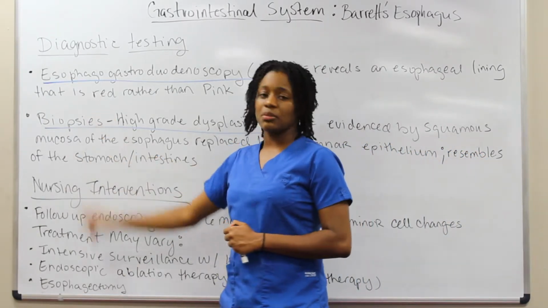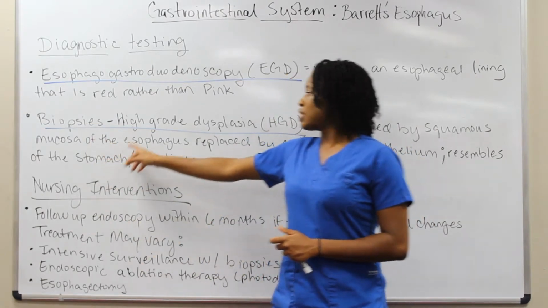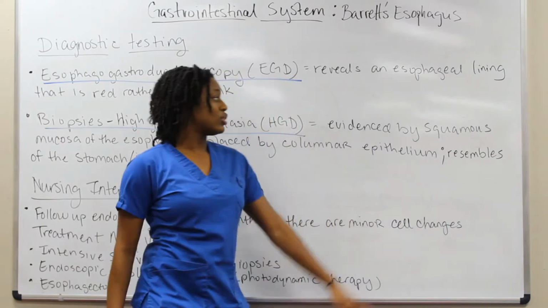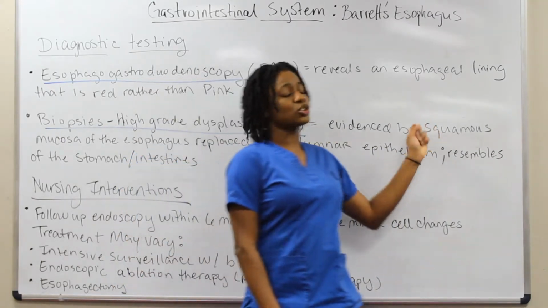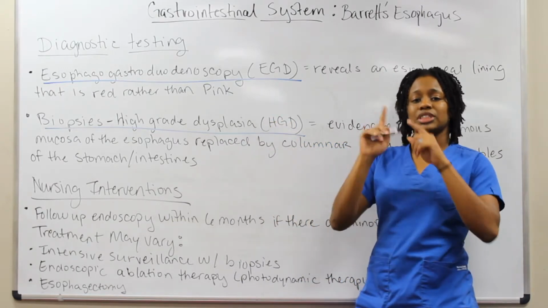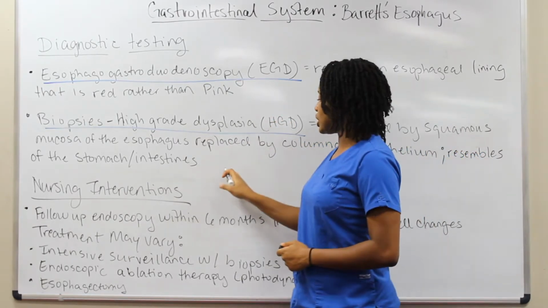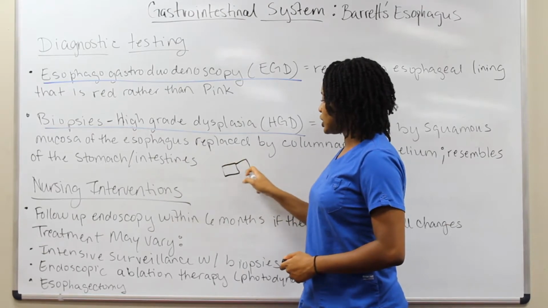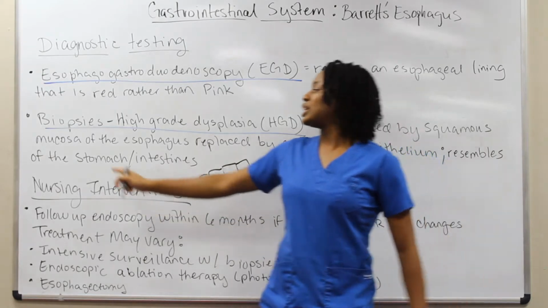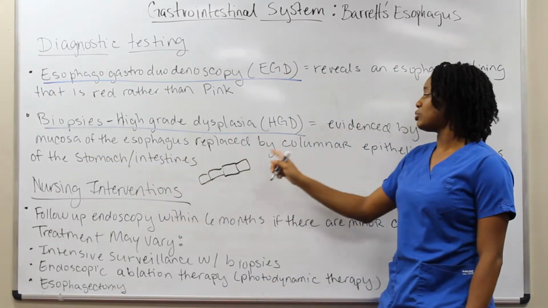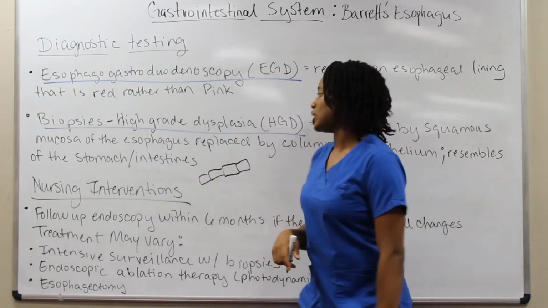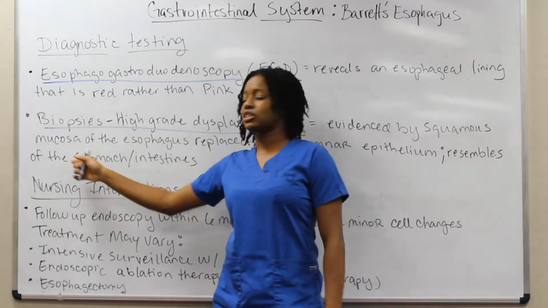Then you have your biopsies. And you have a biopsy, you have the high-grade dysplasia, which is also known as HGD. And what it's going to do is show evidence of the squamous cells. So remember, the esophagus area is supposed to have the squamous cells, which look more boxy, like this. And instead, what it's going to show is going to be replaced by columnar epithelial type of cells, that is going to resemble more of the stomach and intestines.